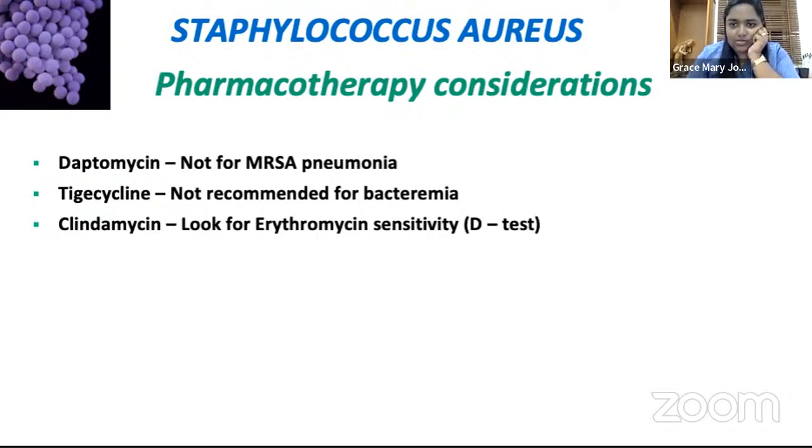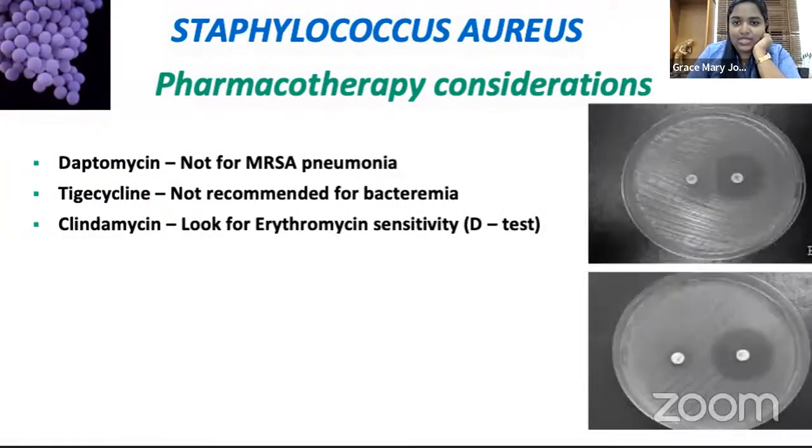And clindamycin, always when you see a Staph aureus, MRSA or MSSA, whatever you're looking at in your culture, always look for erythromycin. If it is erythromycin resistant, you can't give clindamycin because different labs report things differently. Therefore, if it is erythromycin resistant, you can never give clindamycin, which is something called the D test.